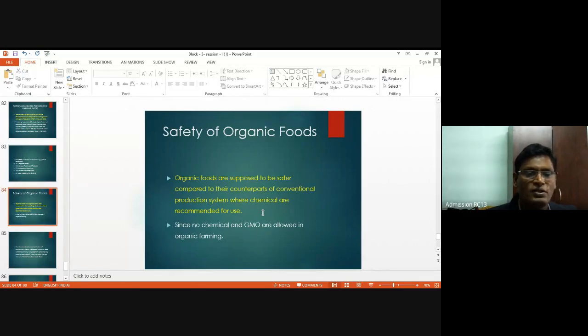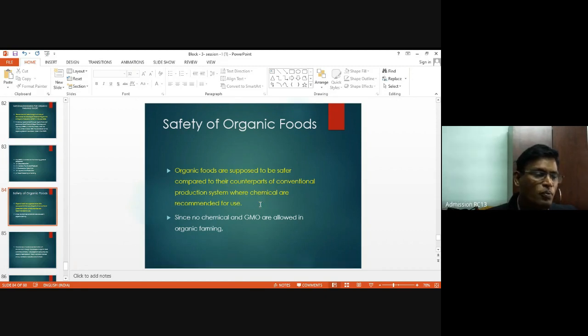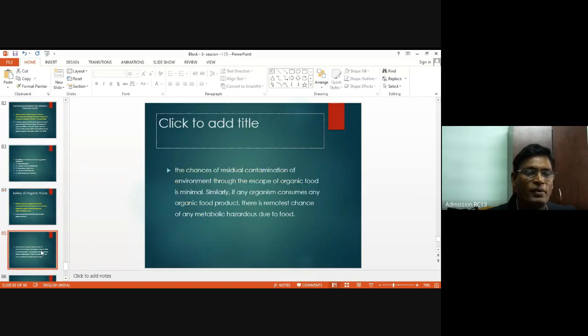Organic foods are supposed to be safer compared to their counterparts from the conventional production system, where chemicals are recommended for use. Since no chemicals and GMOs are allowed in organic farming, these are the importance of organic farming. The chances of residual contamination of the environment through the escape of organic food are minimal. Similarly, if any organism consumes any organic food product, there is a remote chance of any metabolic hazard due to the food.